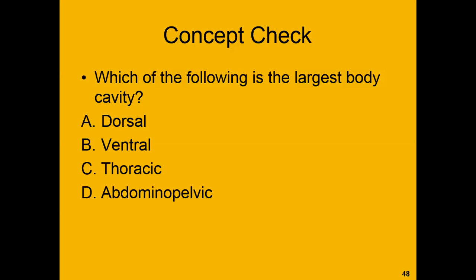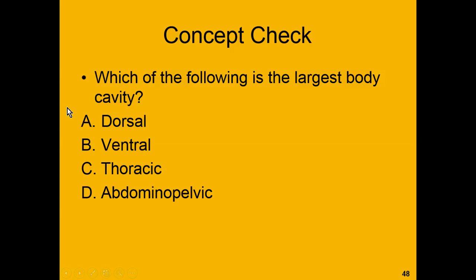So, concept check, class. Which of the following is the largest body cavity? The dorsal, ventral, thoracic, or the abdominal pelvic cavity? Go ahead and rewind the video, or you can check your notes and or textbook to get me an answer. Pause it and get me an answer right now. 5, 4, 3, 2, 1.